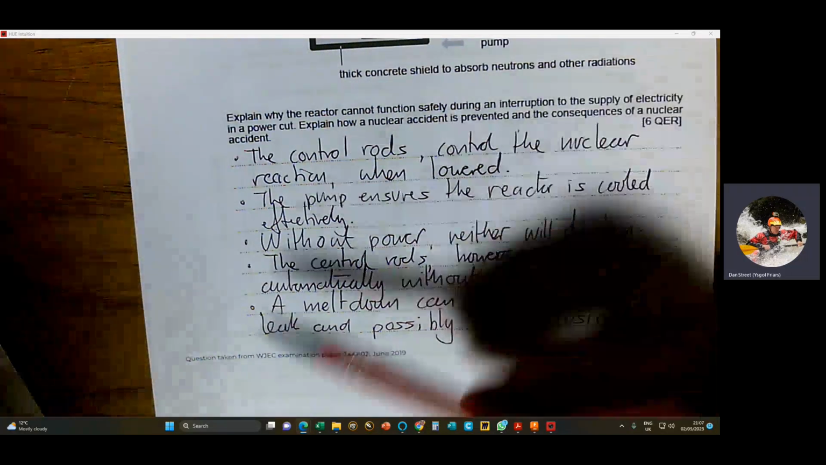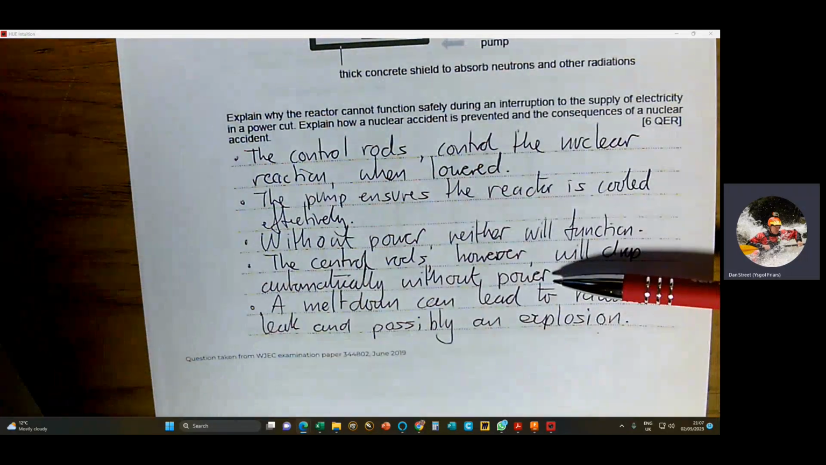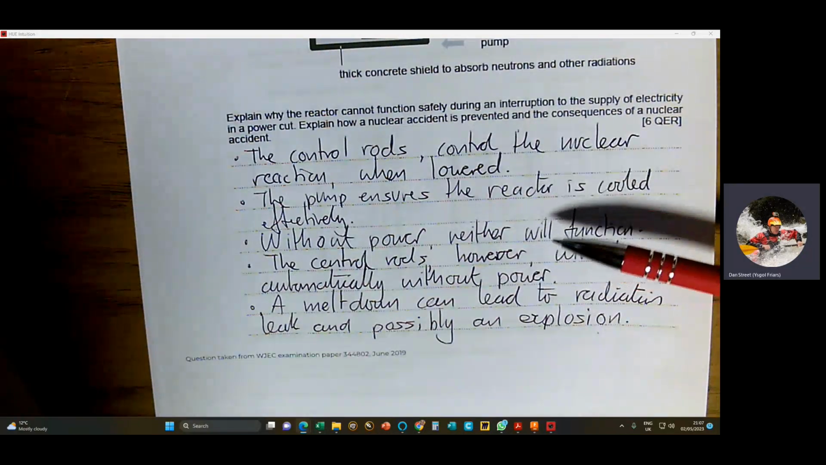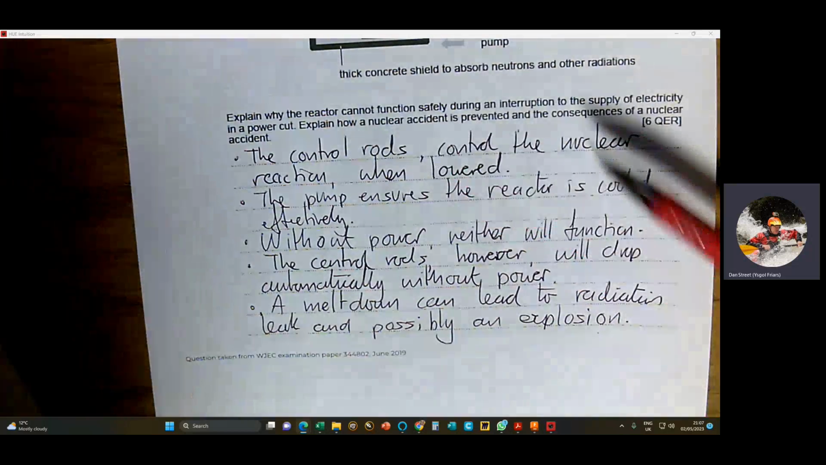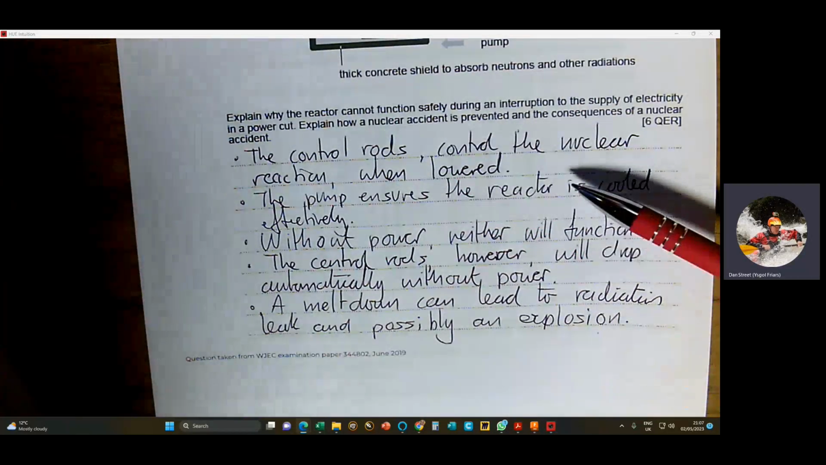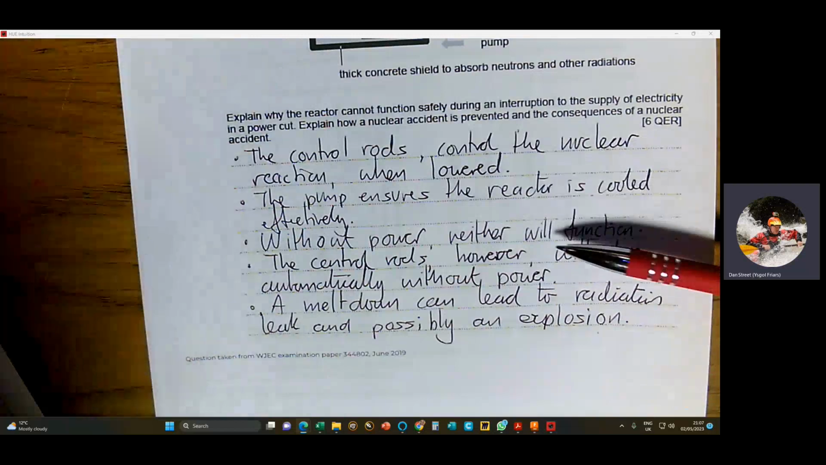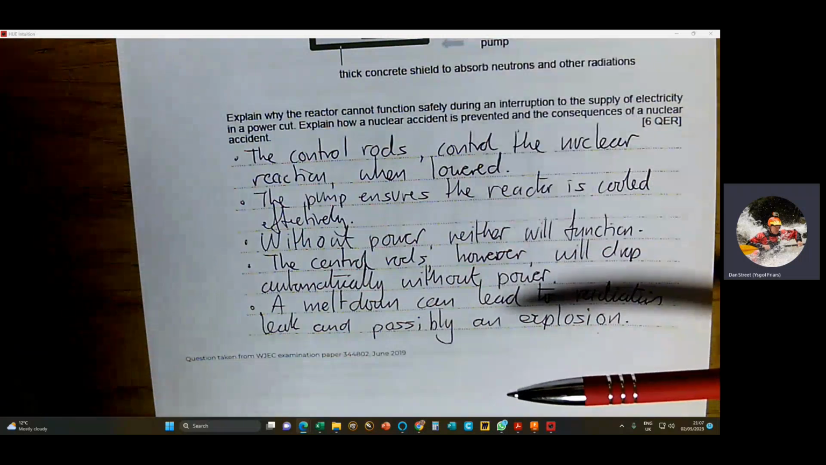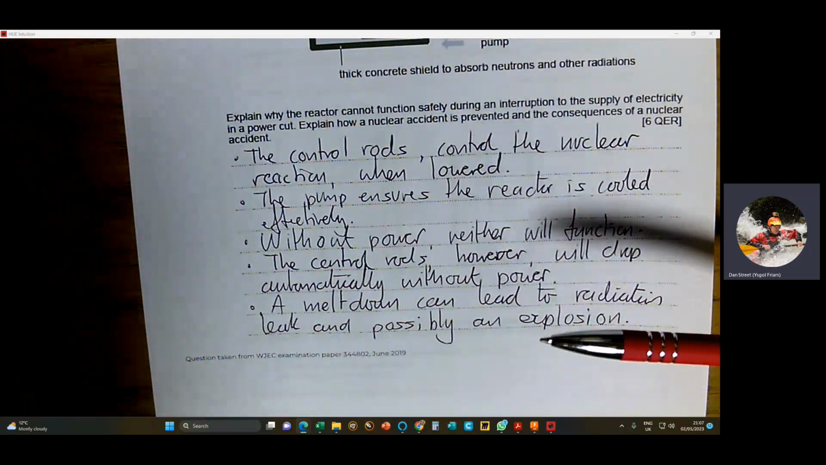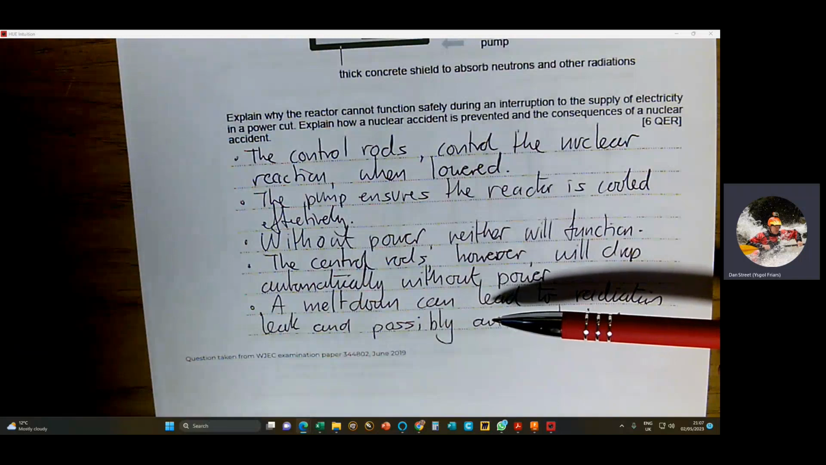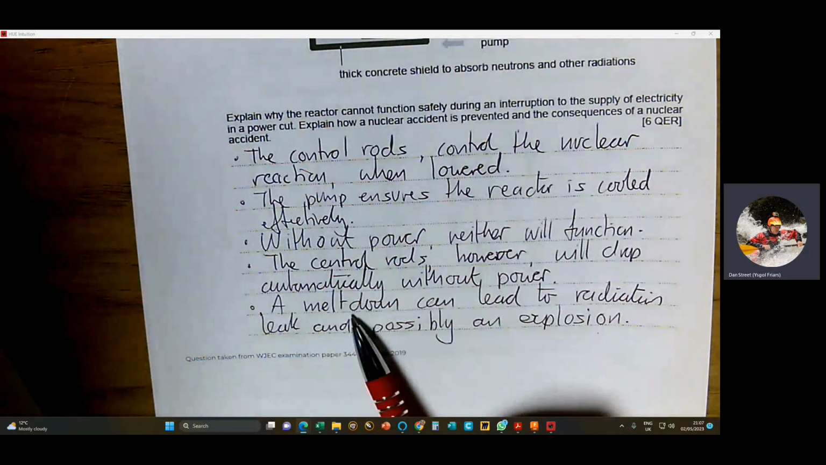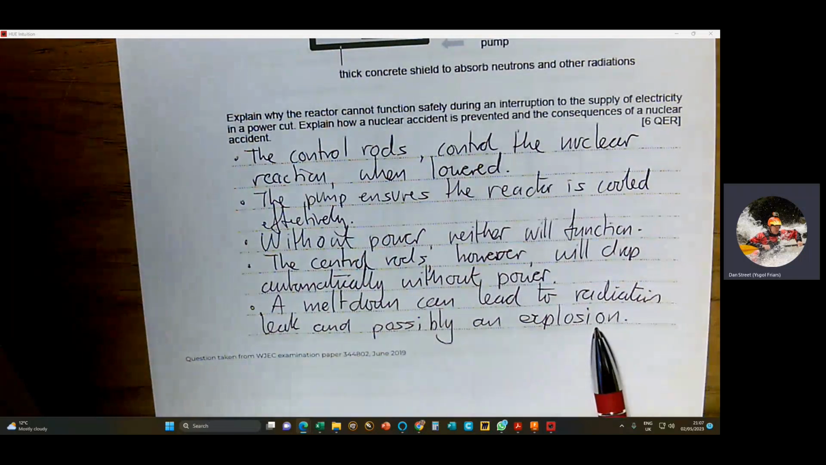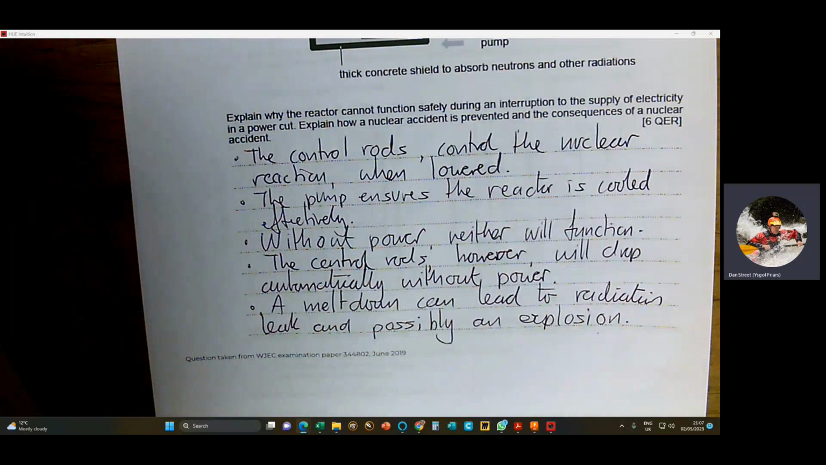Okay, so to answer the question, you need to include these points. You need to explain the workings of those two parts that are named specifically in the question, the control rods and the pump that drives the coolant. You would need to explain the safety features built in, which is the fact that the control rods can be dropped automatically in the event of no power. And you need to explain the consequences of it all going wrong, which would be basically this release, so a radiation leak and possibly an explosion, which would spread the radiation much further.